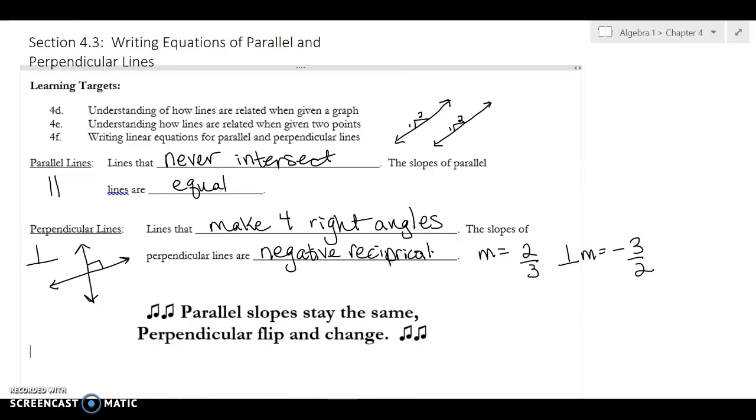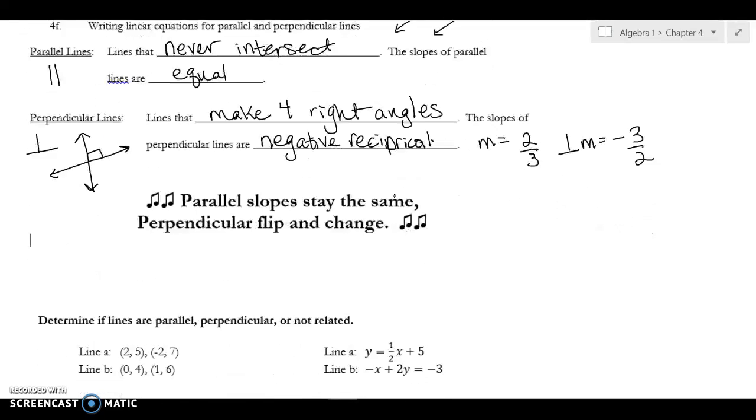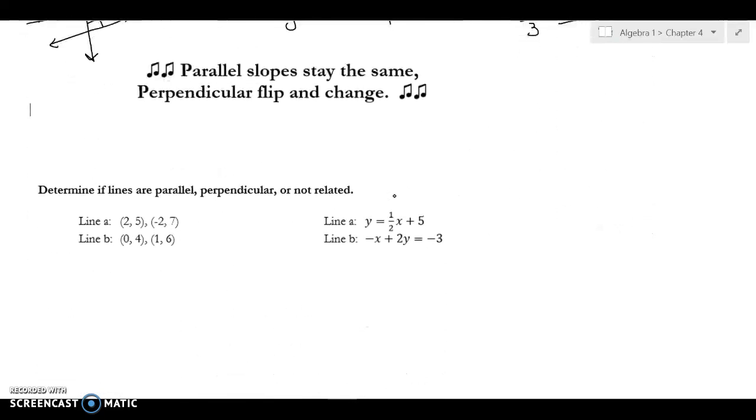There's a little song that helps you remember it, and it says: parallel slopes stay the same, perpendicular flip and change. Parallel slopes stay the same, perpendicular flip and change. That helps you remember the rule, and we'll go to that song occasionally.